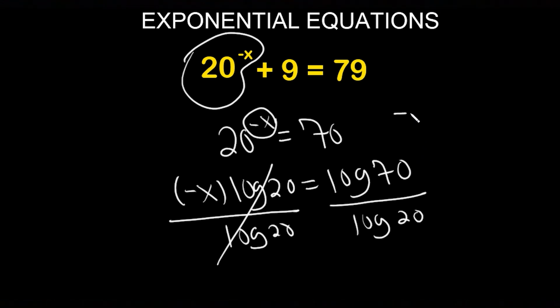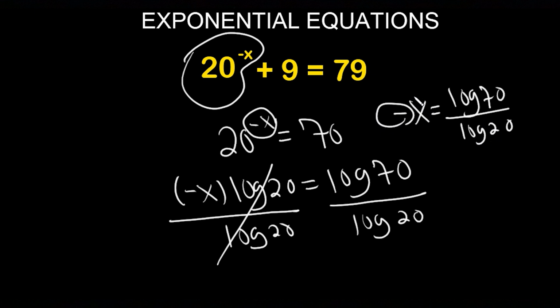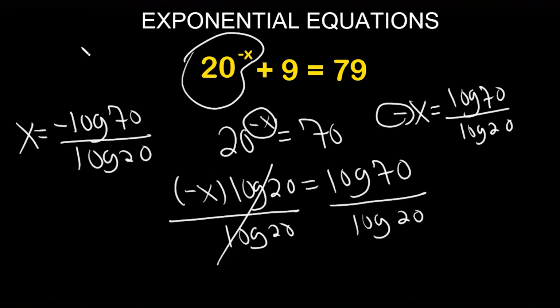So now I have negative x equal to log 70 all over log 20, and you're pretty much done at this point. You can't leave this negative here though. So you're going to have to divide both sides by negative 1 to get rid of that. And that's just going to make your answer negative. So your final answer is going to be x is equal to negative log of 70 all over log 20. Just like that. And this problem is now complete.